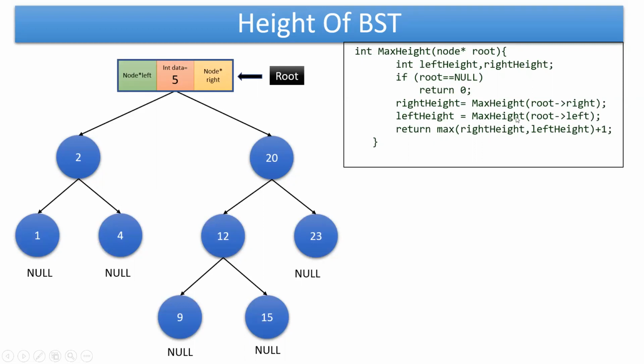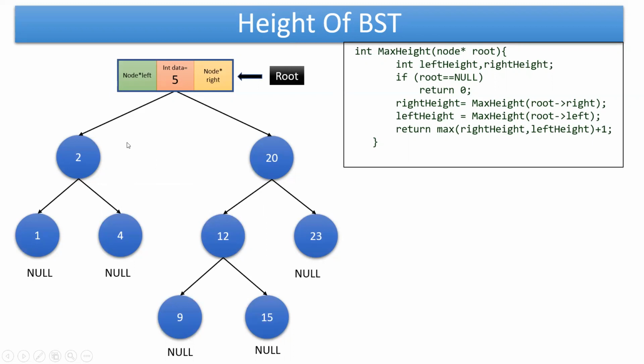Similarly, this max height function with the parameter root left here will calculate the height of the left subtree and it will return the result in the left height here. And in this last return statement we are using the max function and we are passing two parameters, right height and left height. So this max function will calculate the maximum among these two here. And to that we are going to add 1 and we are going to return that result as the height of this whole tree.